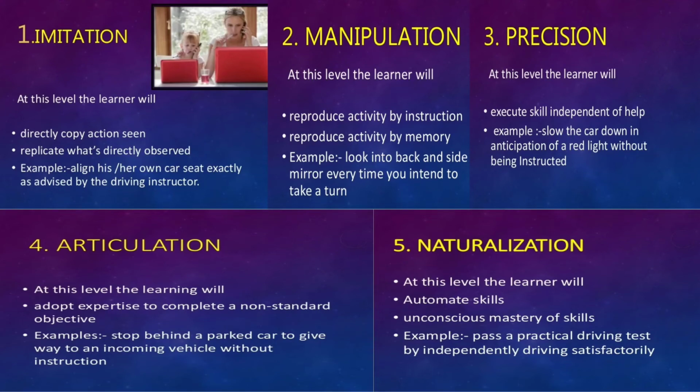And then the next level is precision. They will be able to execute how to bring out the peeling, how to take it, and how to place it on a glass slide and observe it under a microscope. And they will start articulating. They will be able to learn expertise over the objective. And finally, the learner will be able to perform the skills unconsciously, with mastery.